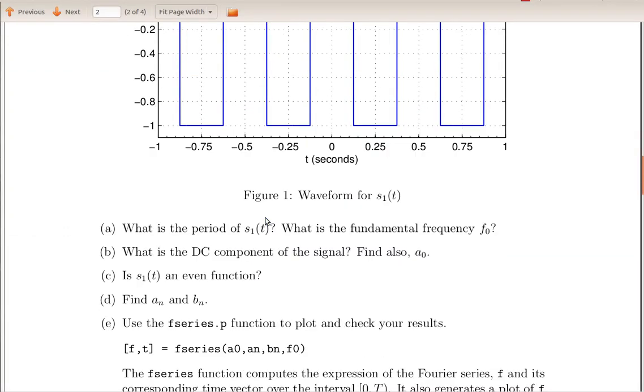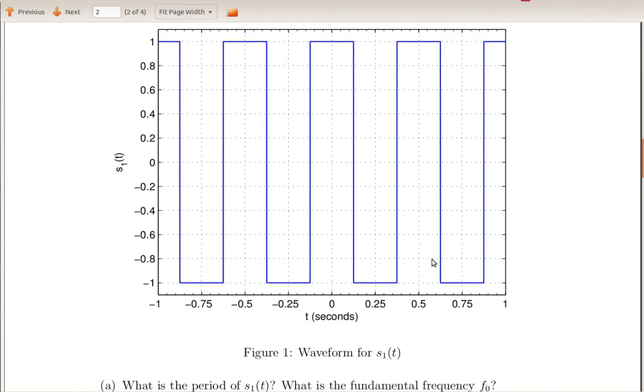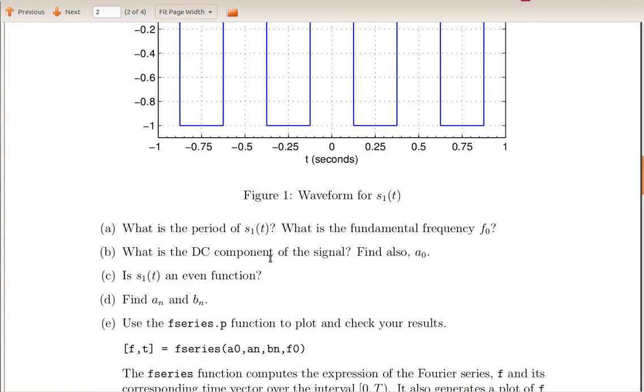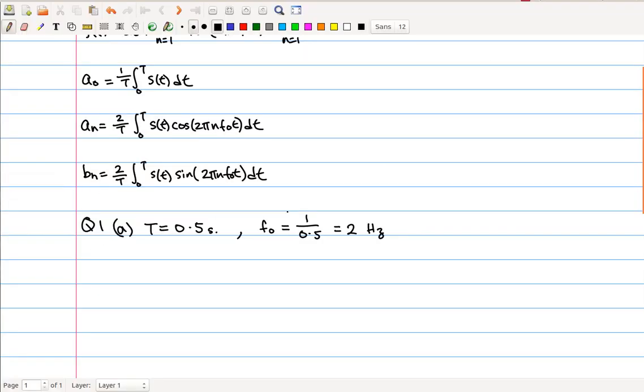Okay, so let's come back to the question. Part B asks us to find the DC component of the signal and find also A0. Well, having a look at this, there is, just graphically speaking, no offset. If you were just to eyeball this, you'll notice that if I was to integrate this particular area, it will cancel with that one, and integrating this area cancels with that one. So we expect there to be no DC component, and we'll show that mathematically by working out what A0 is. Okay, so let's do that next.